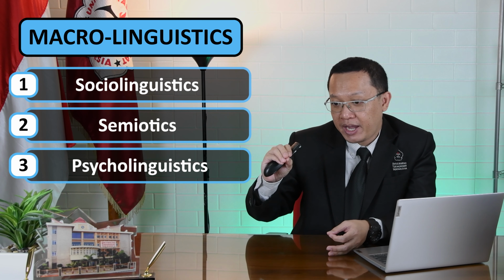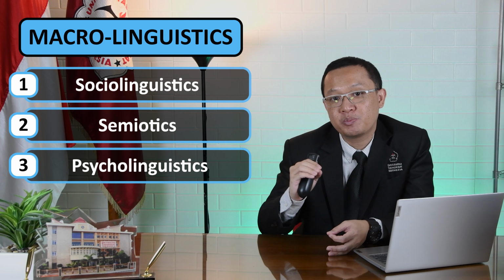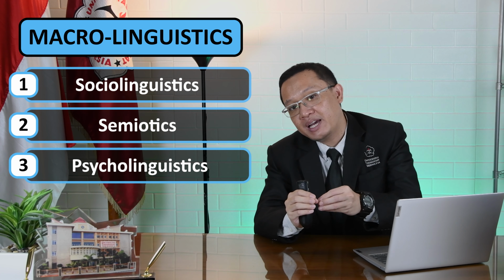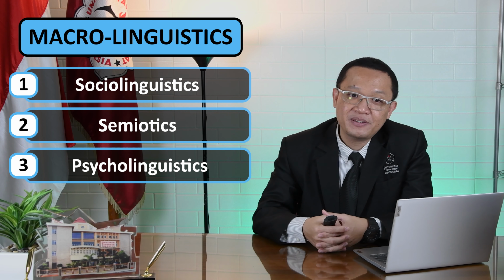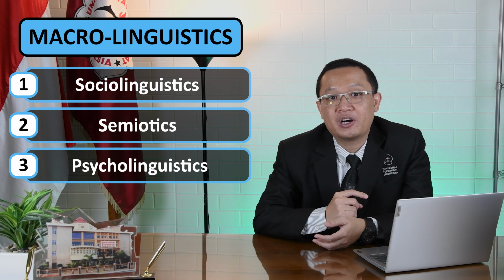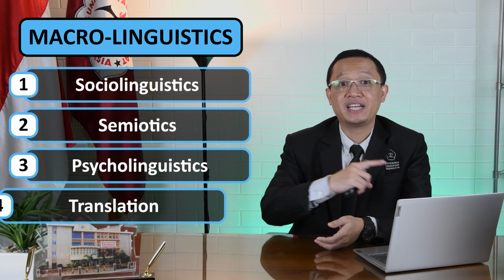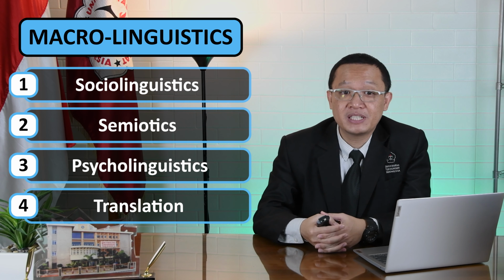We can also look at the cognitive process of language itself. So many things related to language processing, it means that you deal with psycholinguistics, all right? Now, the next thing that we can discuss, a subfield of macrolinguistics, is translation. You may be surprised why translation is part of macrolinguistics.